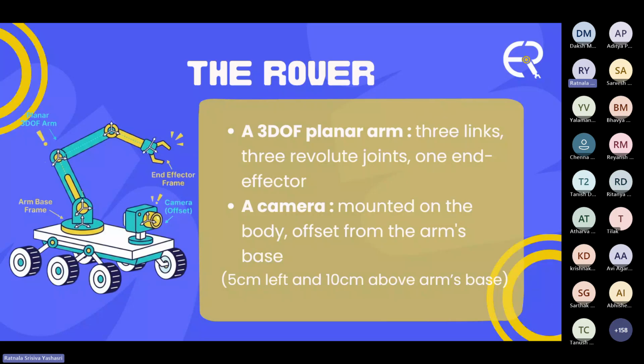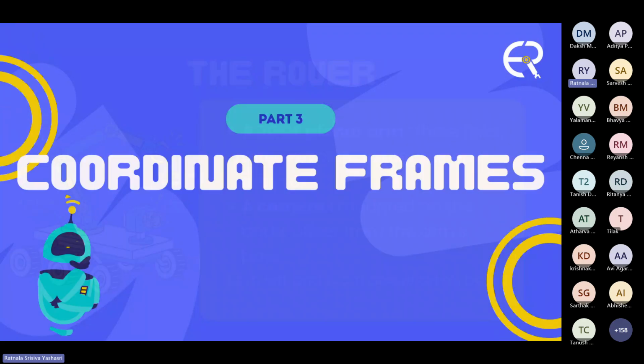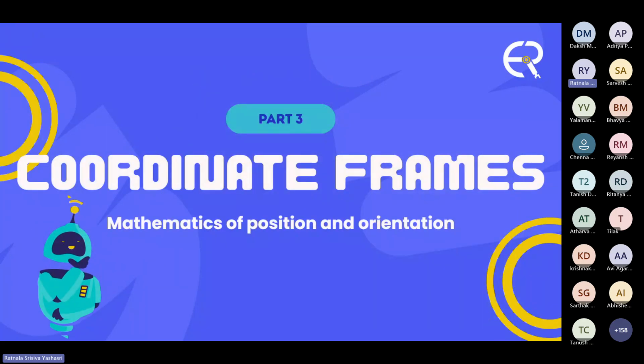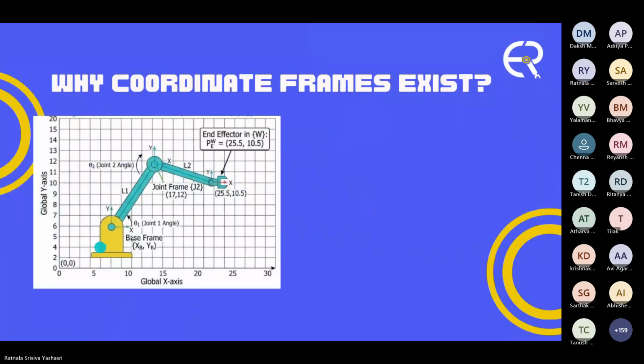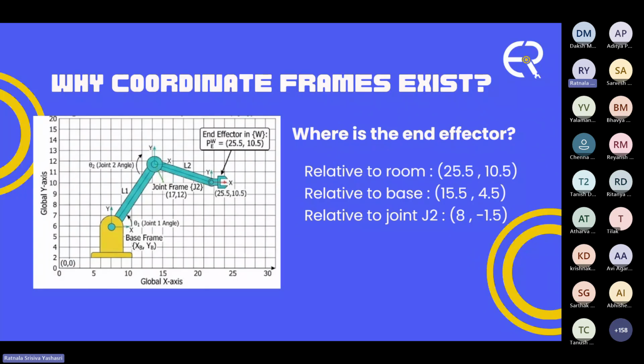Now let's move on to the next topic, coordinate frames. This is the math of position and orientation. And here's a question. In this image, this point X is the end effector. Now, if I ask you where is the end effector, what would be your answer? Well, if you're giving an answer, you're wrong. It should actually depend on who's asking. I should have specified relative to what.